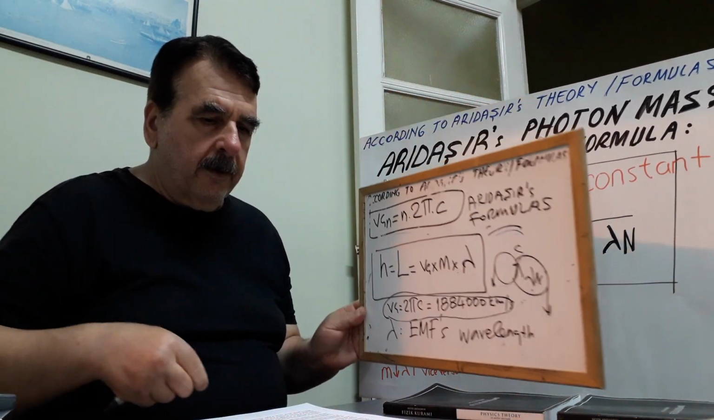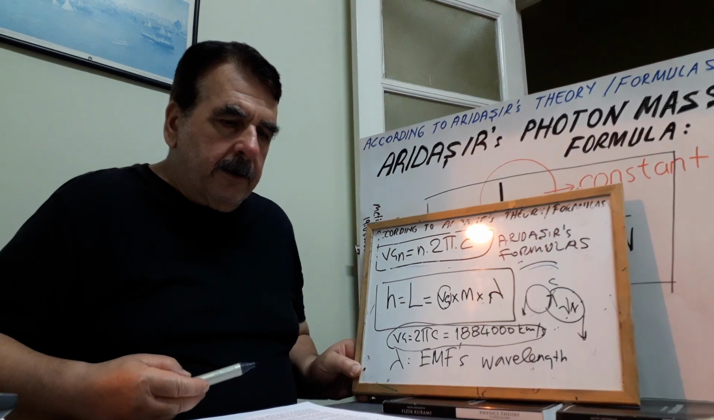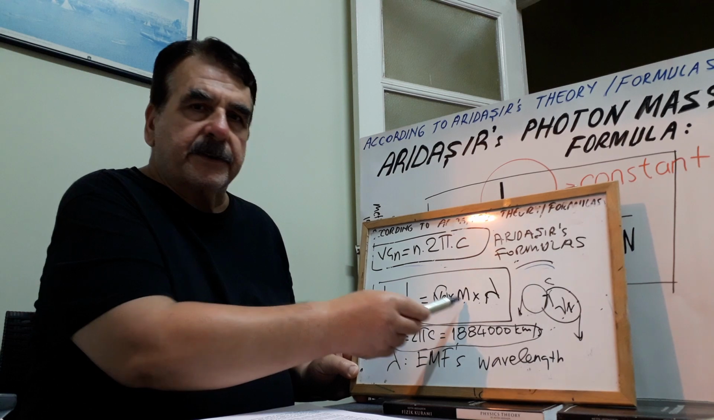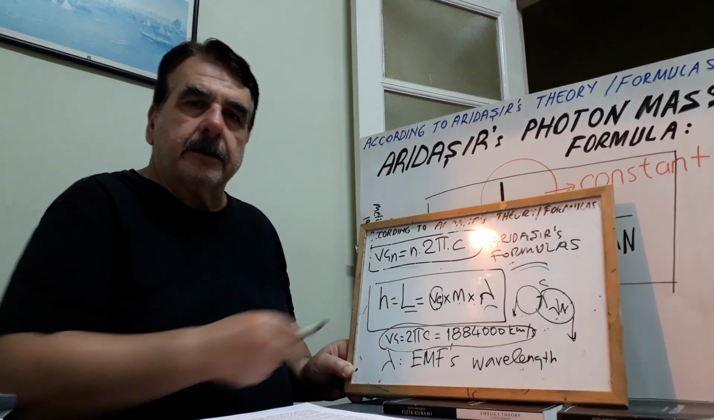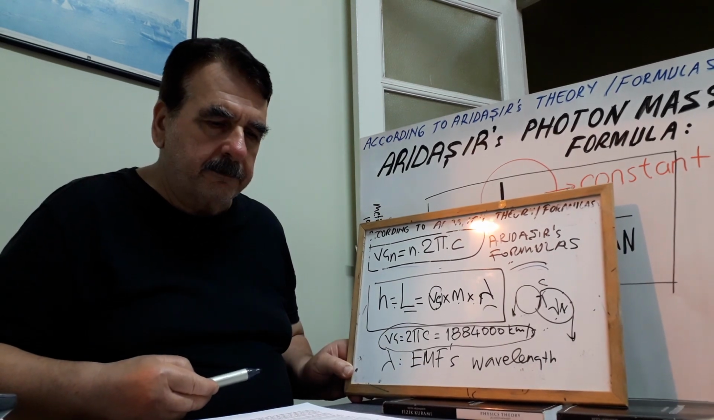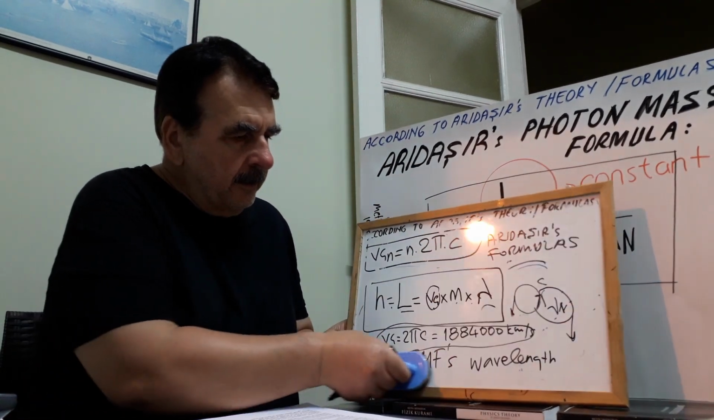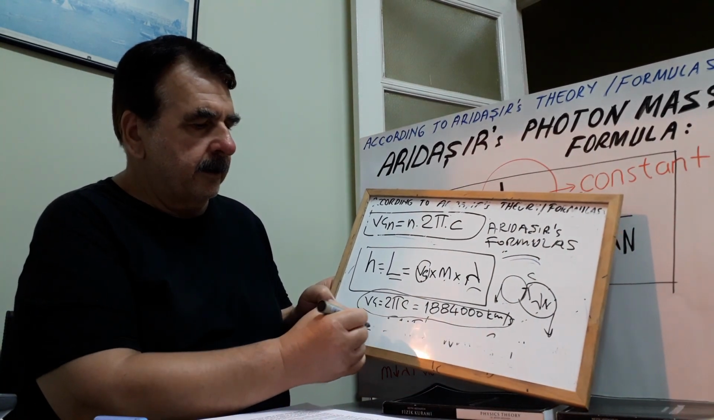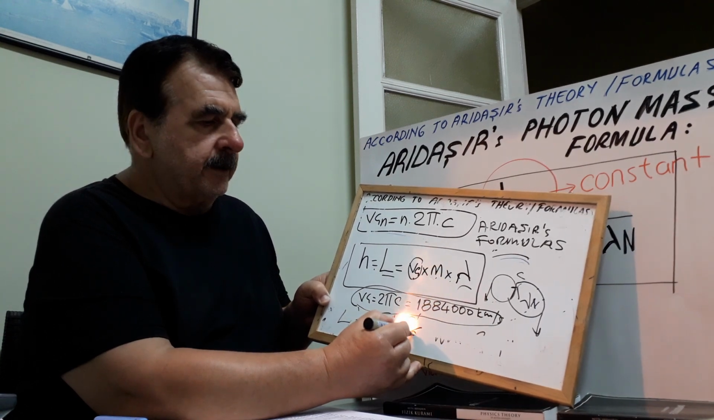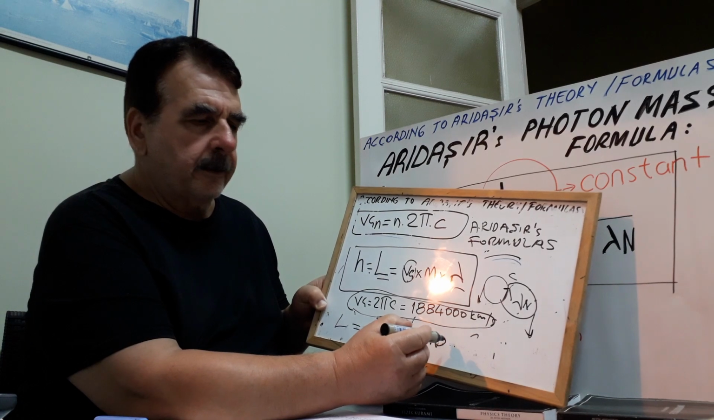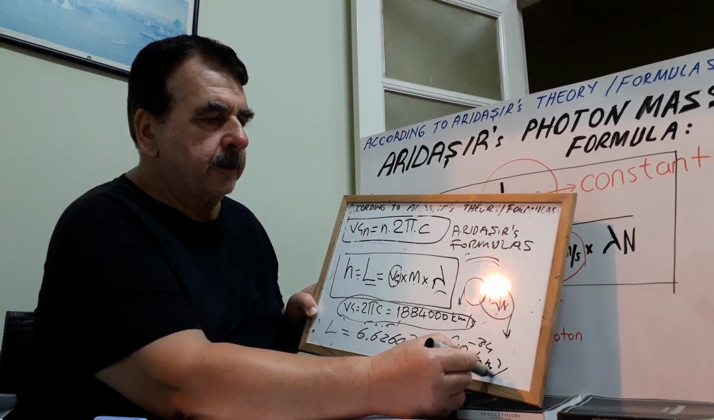Yes, because vc, the linear velocity, is constant and mass is inversely proportional to wavelength, eventually L, the angular momentum, or say Planck's constant, will be what? L will be 6.70, 15, 10 to the minus 34 kilogram meter square per second.